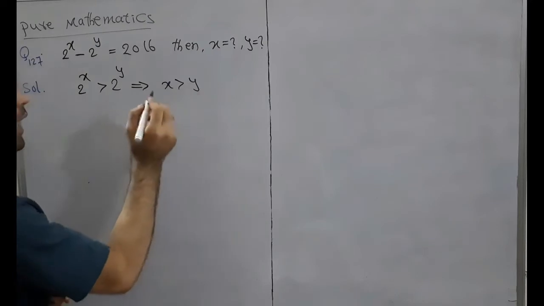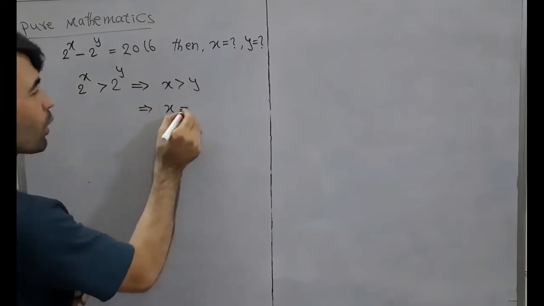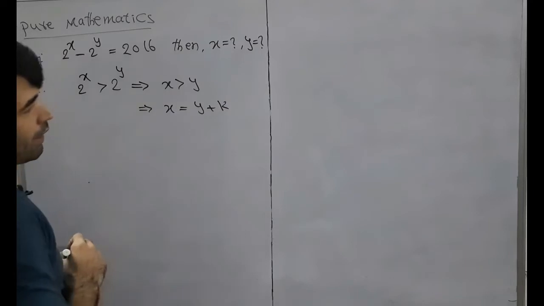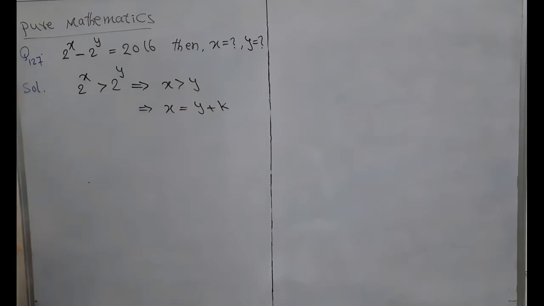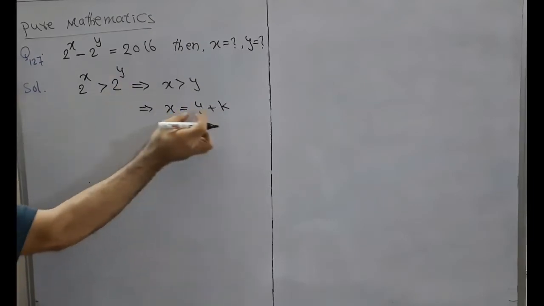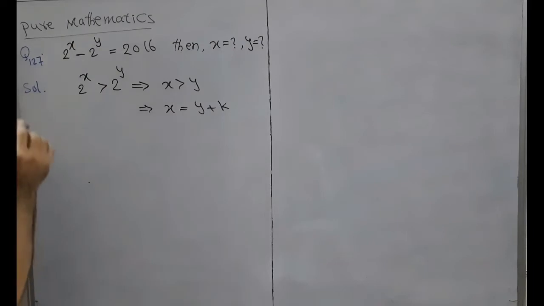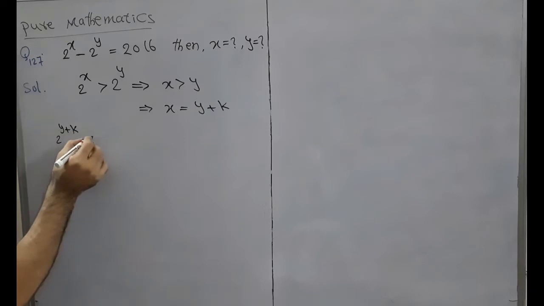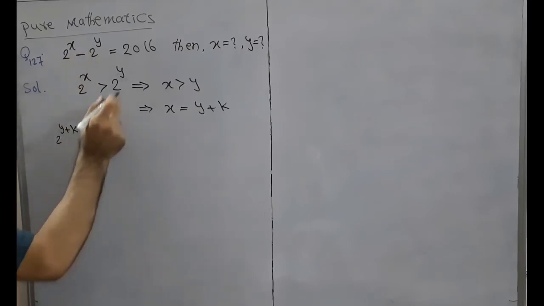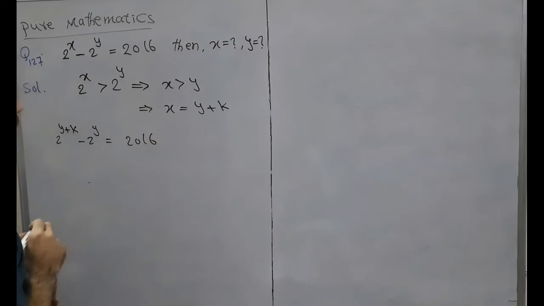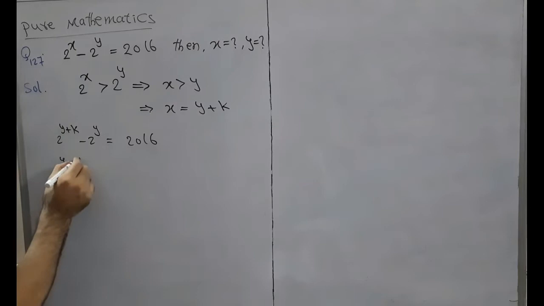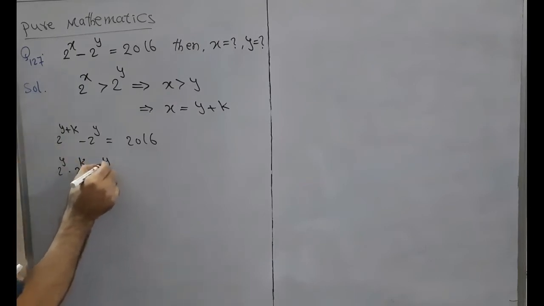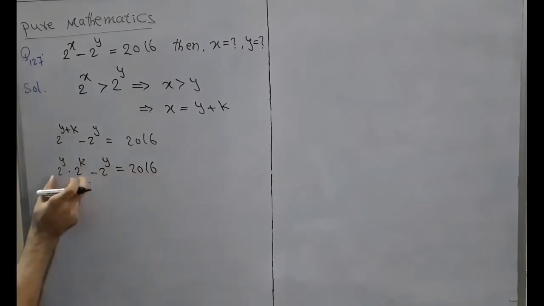Now, when x greater than y, this implies x is equal to y plus k. Here we substitute the value of x. We get 2 to the power y plus k minus 2 to the power y is equal to 2016. Correct. 2 to the power y into 2 to the power k minus 2 to the power y is equal to 2016. Why can we write like this?